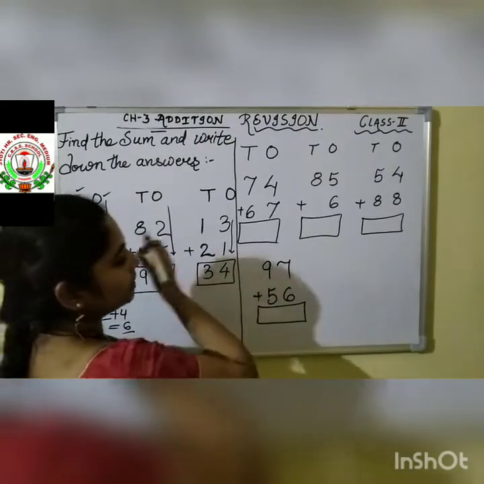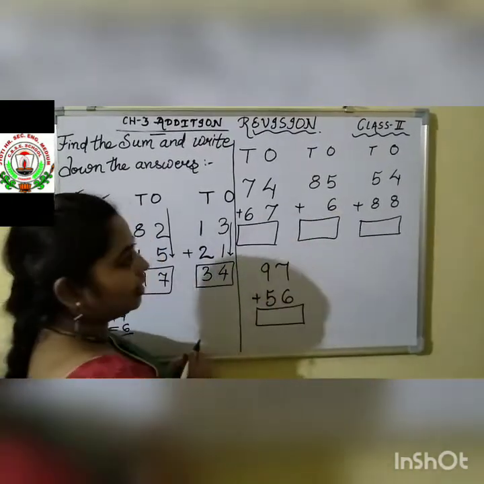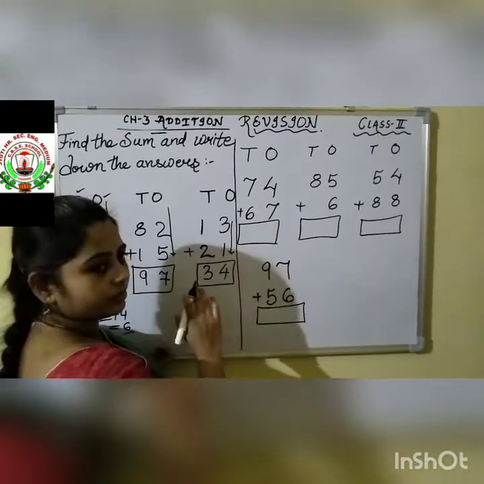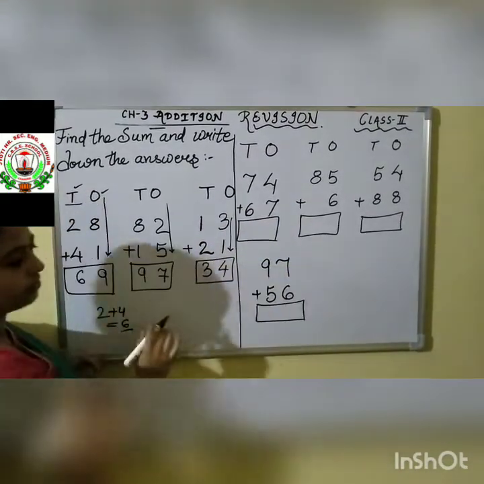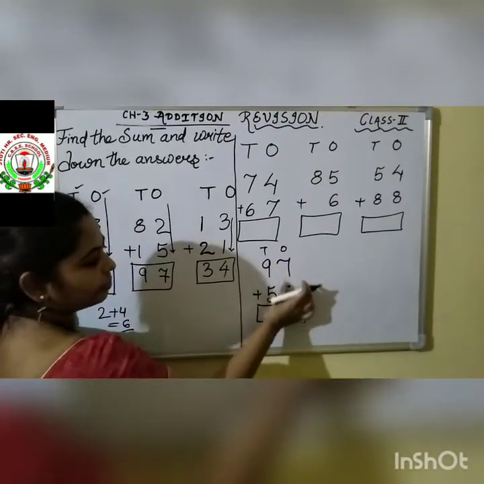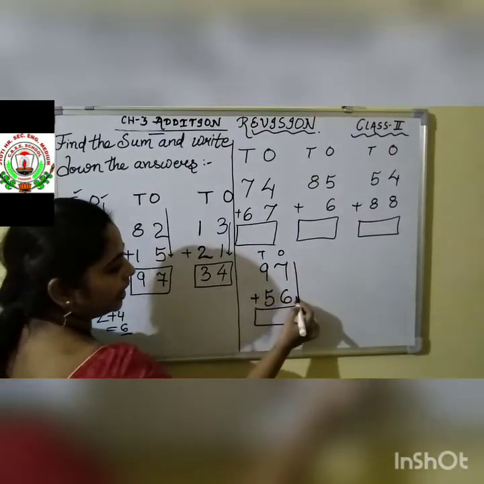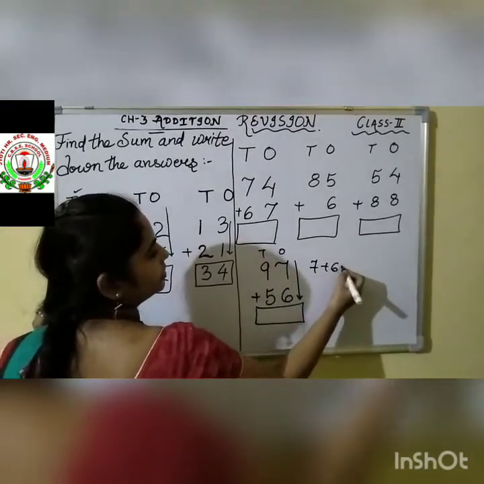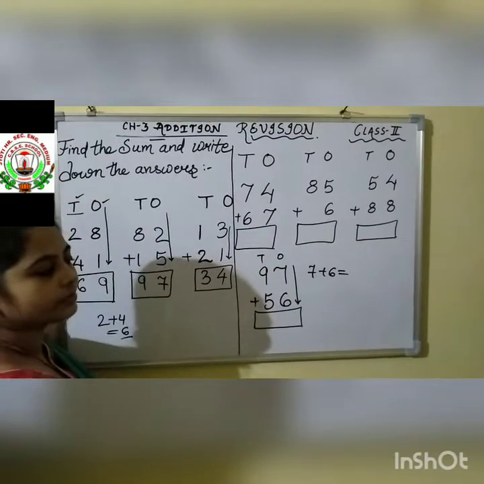Next question here, children. 2 digits are there but it is in the carry concept. Okay. Let us see this question. Start with this question. Ones place, tens place. Start from the ones place. 7 and 6. We have to add 7 and 6. How much are we getting, children?